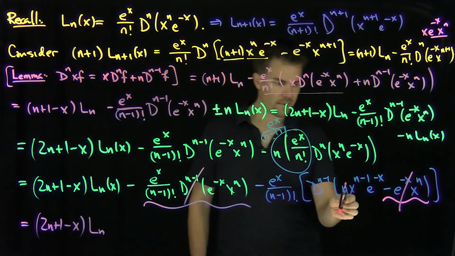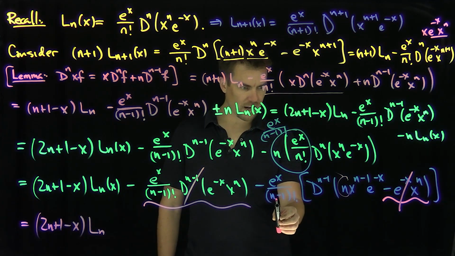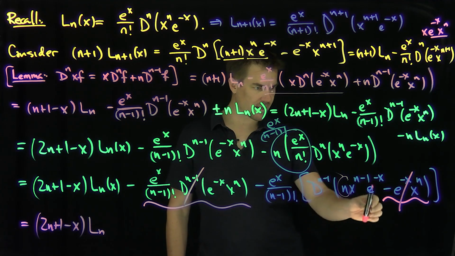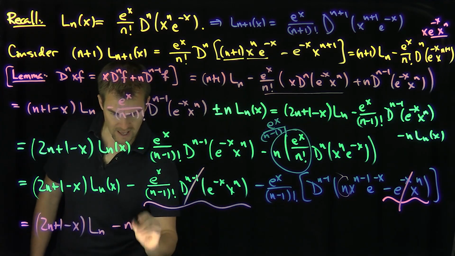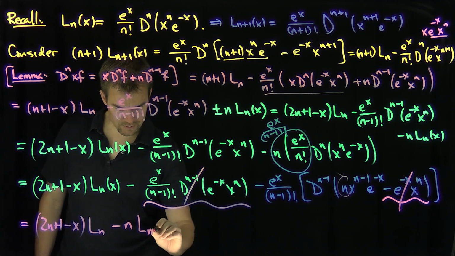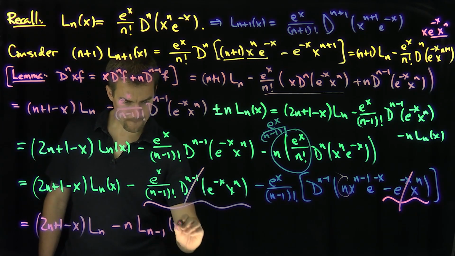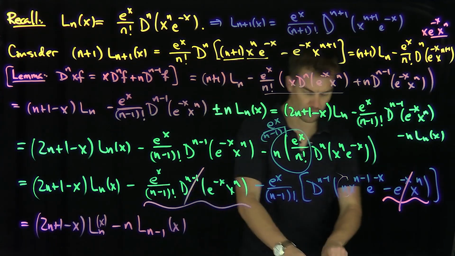And then what's left over? I have this n over here, which I'm going to pull out of everything. And then I have e to the x over n minus 1 factorial, d n minus 1 of x to the n e to the negative x. That's just the n minus first Laguerre polynomial. So this is going to be minus n times the n minus first polynomial, like that. Great. And so putting this all together, we have a recursion formula for these polynomials.